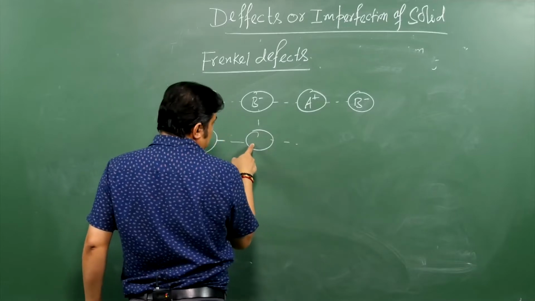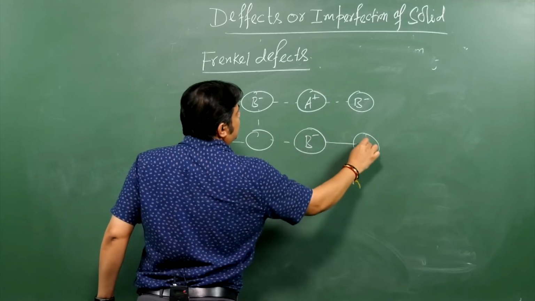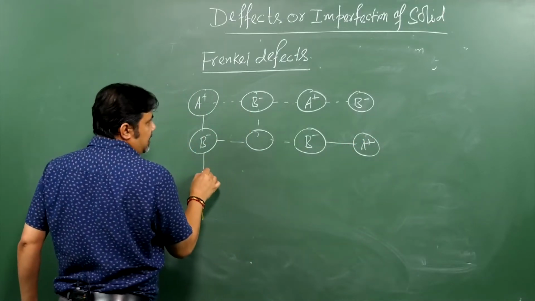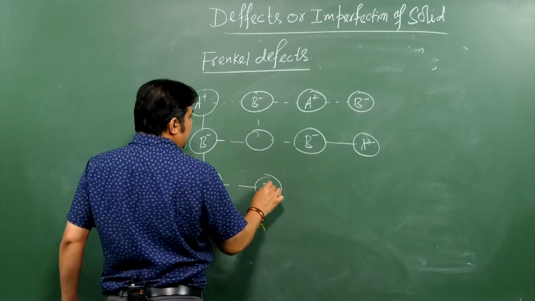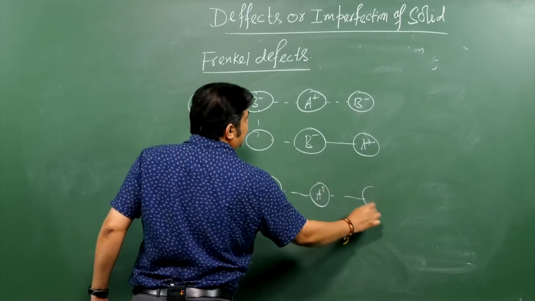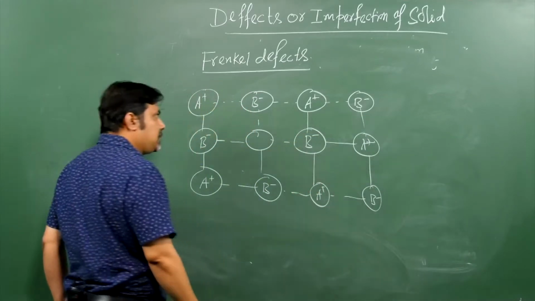This will be cation, and then anion, and then cation, and then anion, and then cation, and then anion, and then cation, and then anion. So this is the picture. If you look at it, this is the picture of the solid.